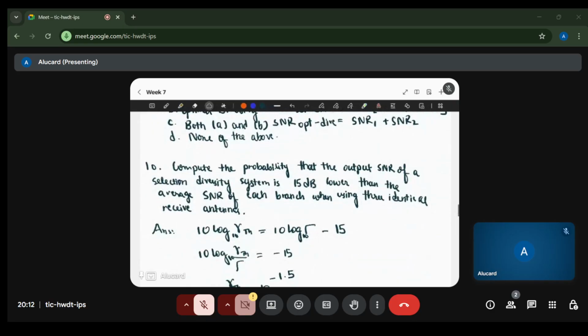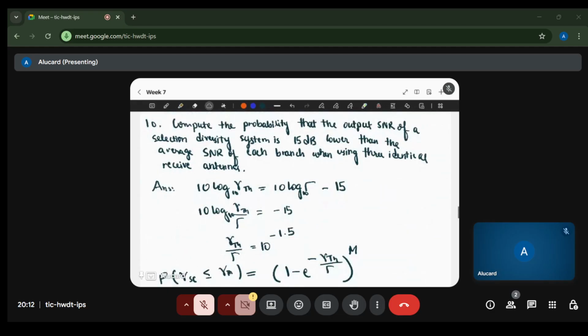Question number 10. Compute the probability that the output SNR of a selection diversity system is 15 dB lower than the average SNR of each branch when using 3 identical receive antennas. So here they are given that 10 log of gamma threshold is 10 log of capital Gamma, the average SNR, minus 15. So this is in dB scale. That means 10 log of gamma threshold by capital Gamma is minus 15. Gamma threshold by capital Gamma is 10 power minus 1.5.